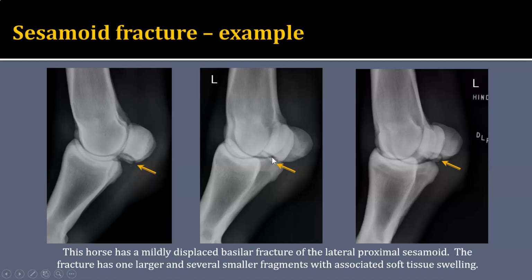Oftentimes, these basilar fractures have a lot more soft tissue damage because that's where many of the sesamoidean ligaments arise along the base of the sesamoids.